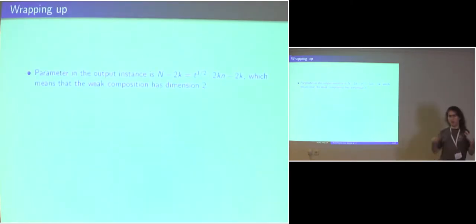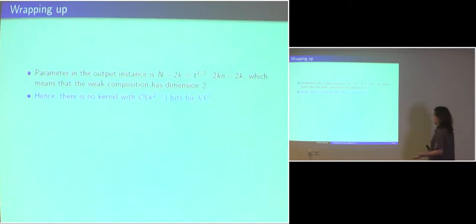So the parameter of the output instance, the size of the vertex cover I'm asking for, is n minus 2k. But the whole size of the output instance was like square root of t times a polynomial in the maximum input size. So this is allowed, meaning this is the parameter we are shooting at.